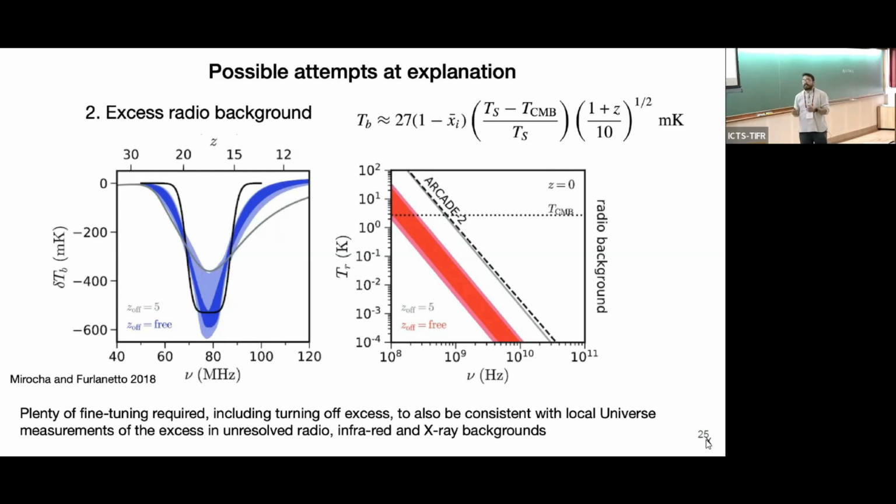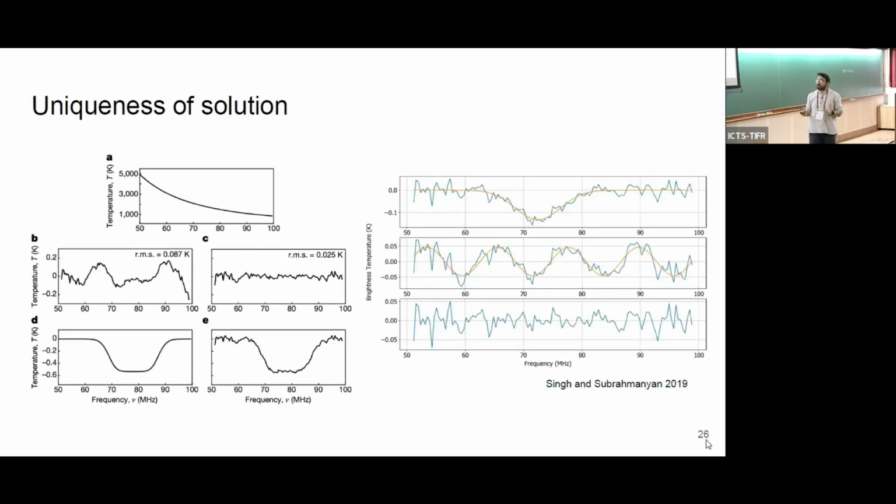But if you do a very fine astrophysical modeling, you would see that the excesses that are produced suddenly violate all the measurements that we have in the local universe about what's the radio excess, because unless you, of course, turn them off, which is extreme fine tuning. So there were issues explaining this.